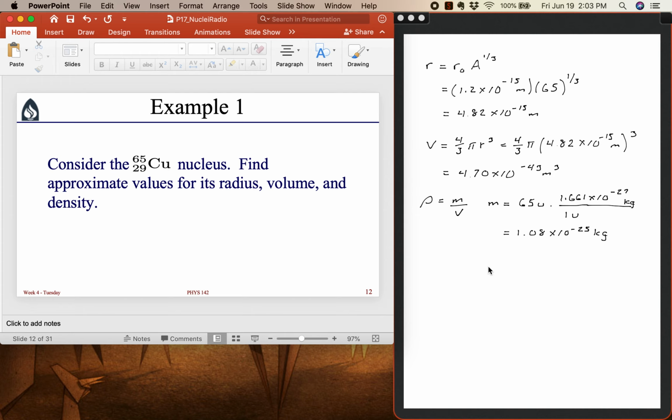And so then we are ready to find the density. So we take that mass, 1.08 times 10 to the minus 25 kilograms, and divide by the volume, 4.70 times 10 to the minus 43 cubic meters. So then that gives us a result of 2.3 times 10 to the 17 kilograms per cubic meter for the density.